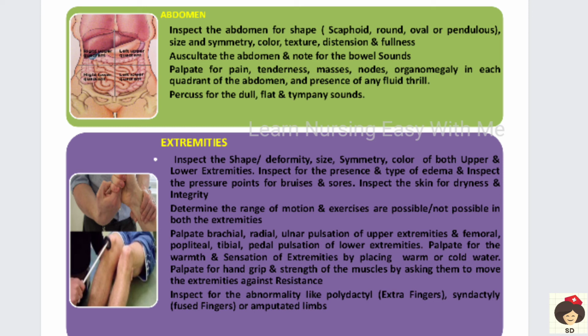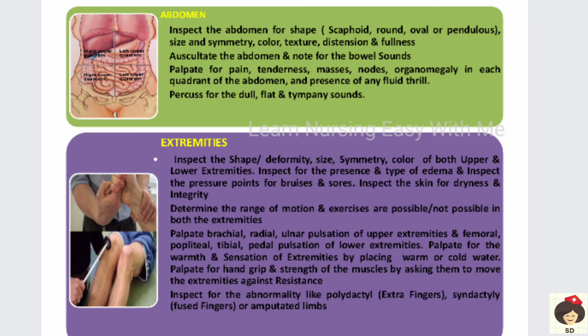Okay, every time in abdomen, after inspection you have to go to auscultation, because once you palpate you can dislodge the organs. So at that time bowel sounds cannot be auscultated correctly. So after inspection we have to do auscultation. Okay, so note for bowel sounds, and then go for palpation.